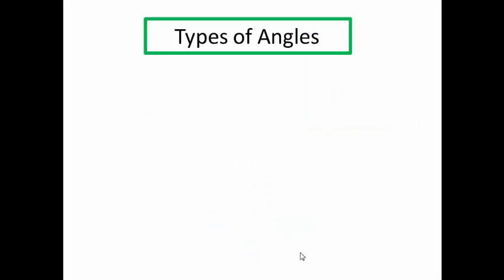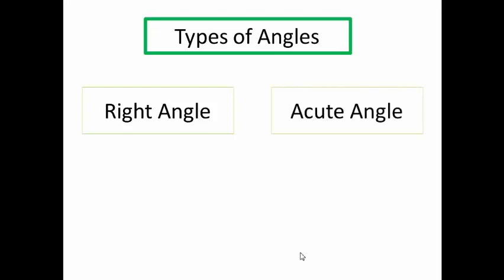So what are the types of angles? In our lesson we have 4 types of angles. Please try to keep the words in your mind. After that, you will understand each one of them. We have one called right angle, acute angle.